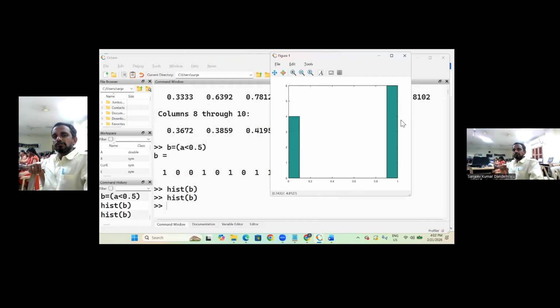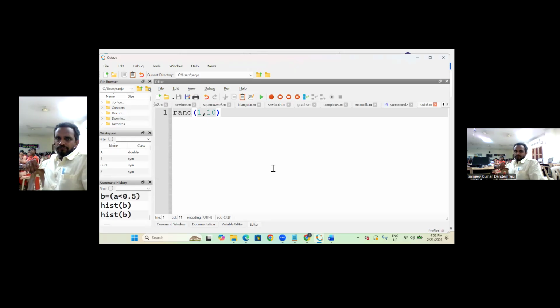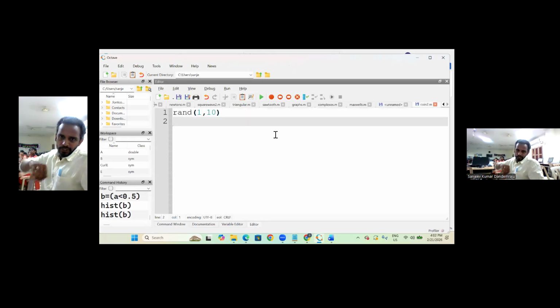Right? So it is just a 3-line code. Tell the computer that we are tossing a coin, trying to count the number of heads, and plot a histogram. So come to the program editor.